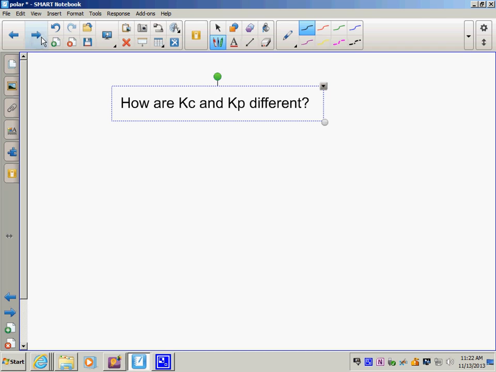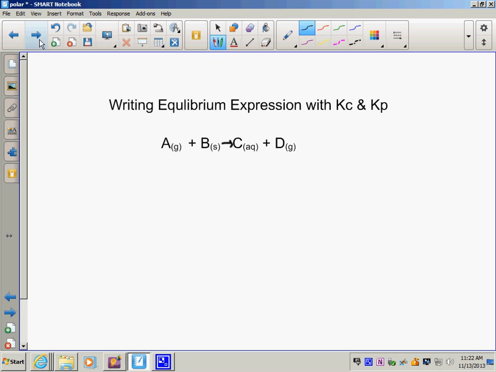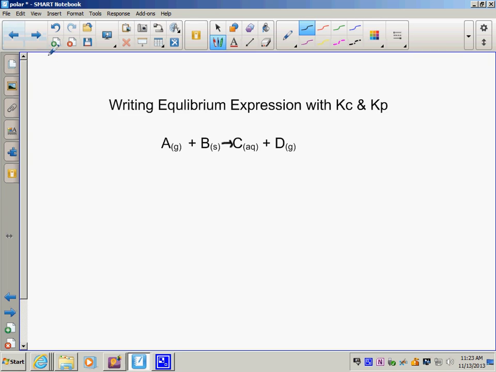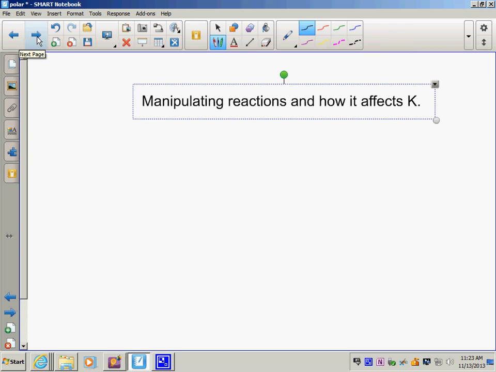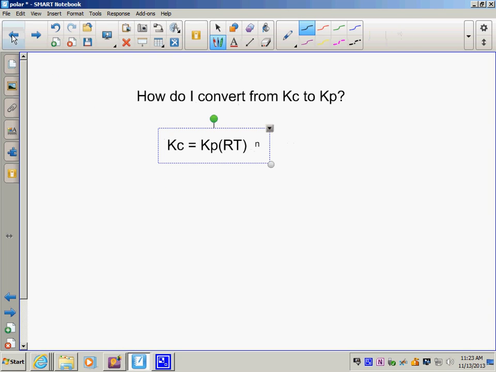One is going to be how are Kc and Kp different? How do I convert from Kc to Kp? And what happens when you manipulate equations? How does that affect your K value? And then lastly, we'll do actually those manipulating reactions and how it affects K. That's what we just did right here as well. Actually, there we go. Those are two topics there. And then we'll do two advanced problems. So those are our main concepts which we will cover here.